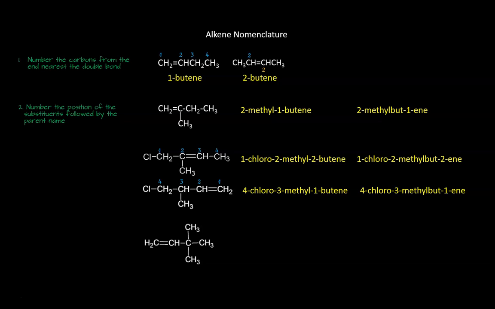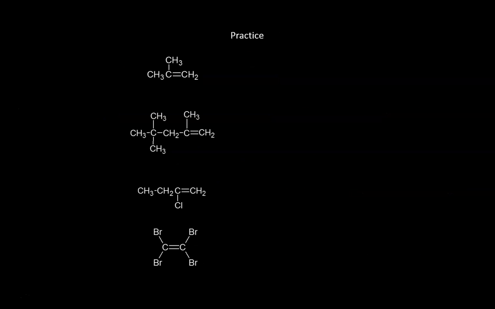Finally, you can pause and try this if you like. This is 3,3-dimethyl-1-butene, or 3,3-dimethyl-but-1-ene. Here's a few practice problems, so you can stop, try them, and come back. The first one is 2-methylpropene. You can also name it 2-methyl-1-propene, or 2-methylprop-1-ene.